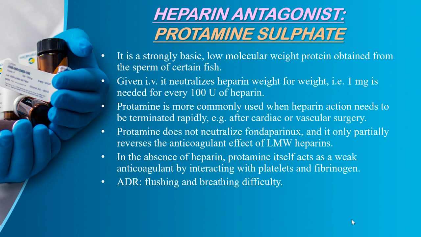Now we will see the heparin antagonist, that is the antidote of heparin, which is protamine sulfate. It is a strongly basic, low molecular weight protein obtained from the sperm of certain fish, given intravenously. It neutralizes heparin by weight, that is 1 mg is needed for every 100 units of heparin. Protamine is more commonly used when heparin action needs to be terminated rapidly, for example, after cardiac or vascular surgery.